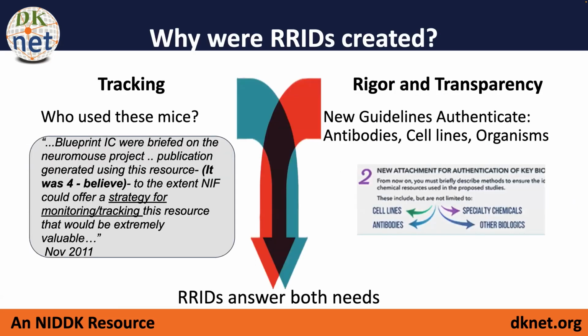And so these RIDs really allow us to track, for example, who used certain resources, which is important in terms of finding out information about how those resources perform, and are also useful in rigor and transparency. So being able to uniquely identify these antibodies and cell lines for authentication and for other validation needs.